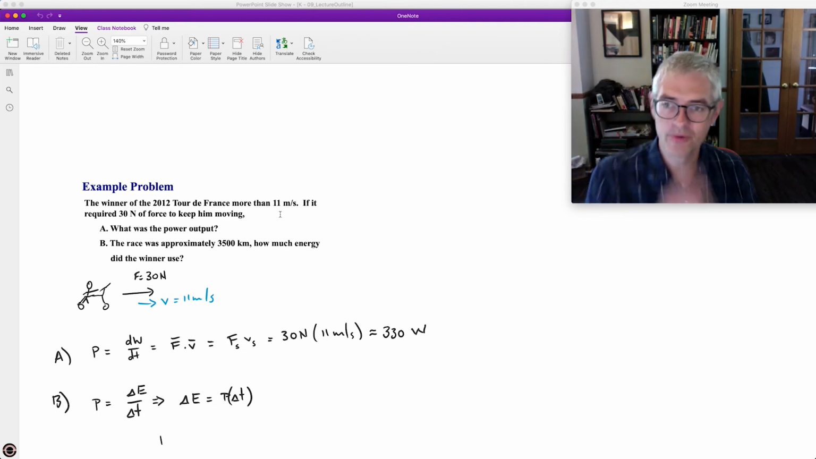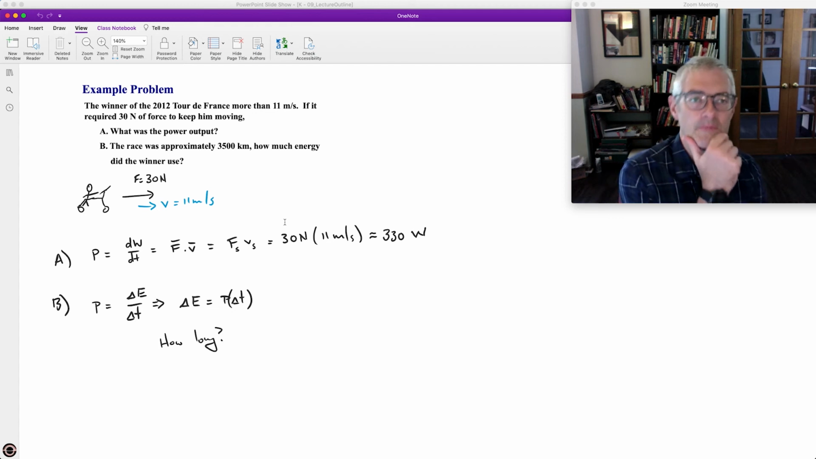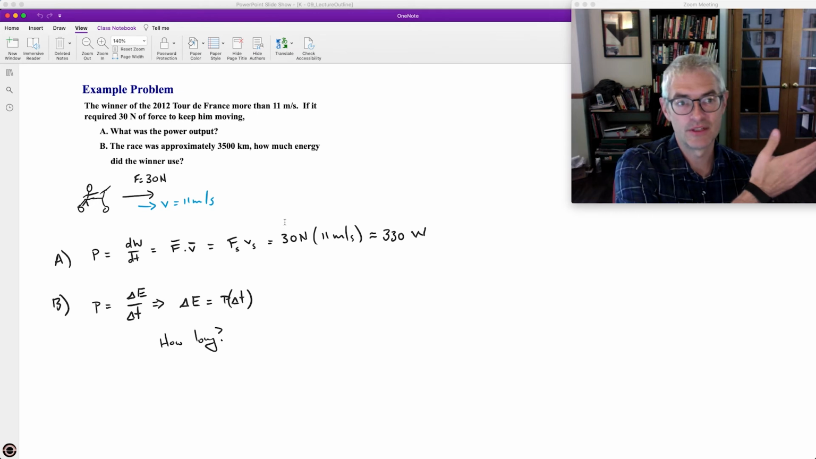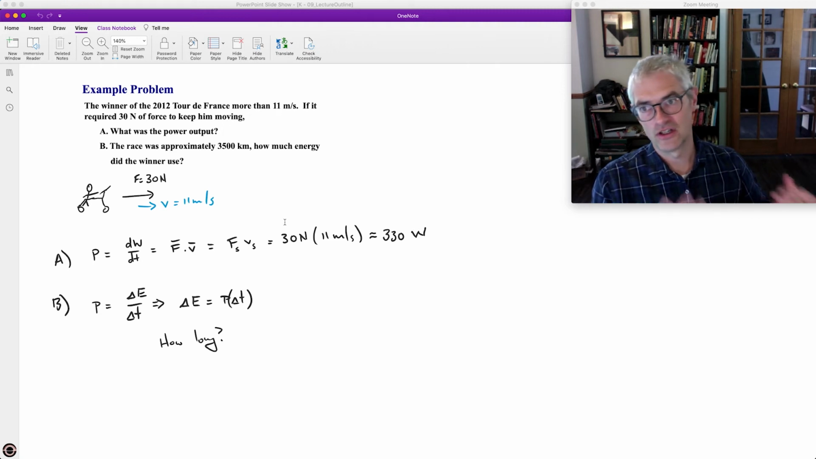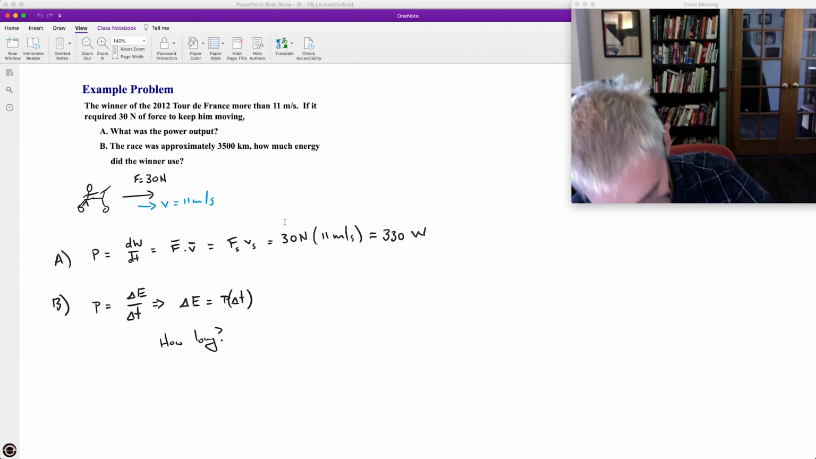Okay, let's think about what we know. We know how long the race is, 3,500 kilometers. We also know how much force that takes, but that's not going to help us. But we know how fast they're moving, and we've got the average speed. We don't have to worry about acceleration because while the person's speed goes up and goes down, they're averaging this 11 meters per second the whole time. So you get that 3,500 kilometers is equal to about 11 meters per second times the amount of time that it takes.